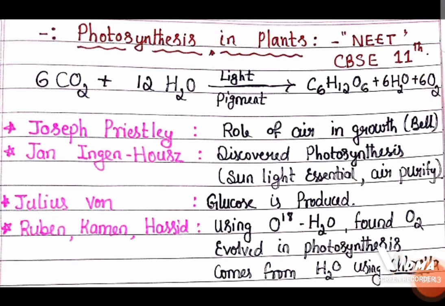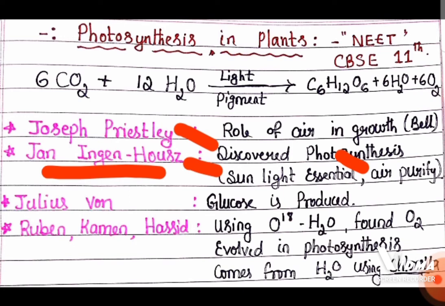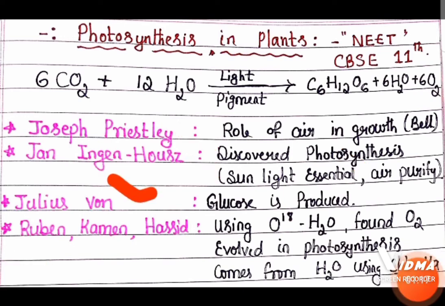Several scientists have worked on the photosynthesis process and they have given some important points related to this phenomenon. Among them, Joseph Priestley conducted the bell jar experiment and proved the role of air in the growth of plants. Then John Ingenhousz discovered photosynthesis and proved that sunlight is essential for photosynthesis and that this process purifies the air. And Julius von Sachs, by studying the photosynthesis pathway, concluded that glucose is one of the major products of this process.